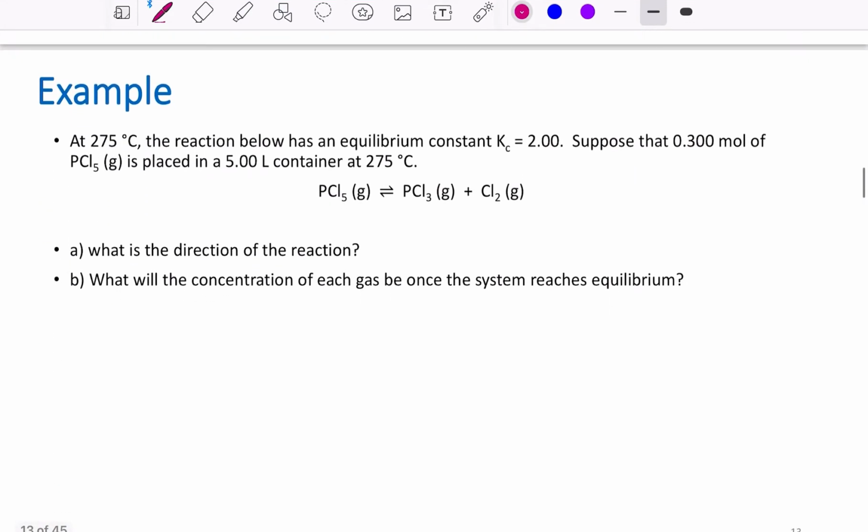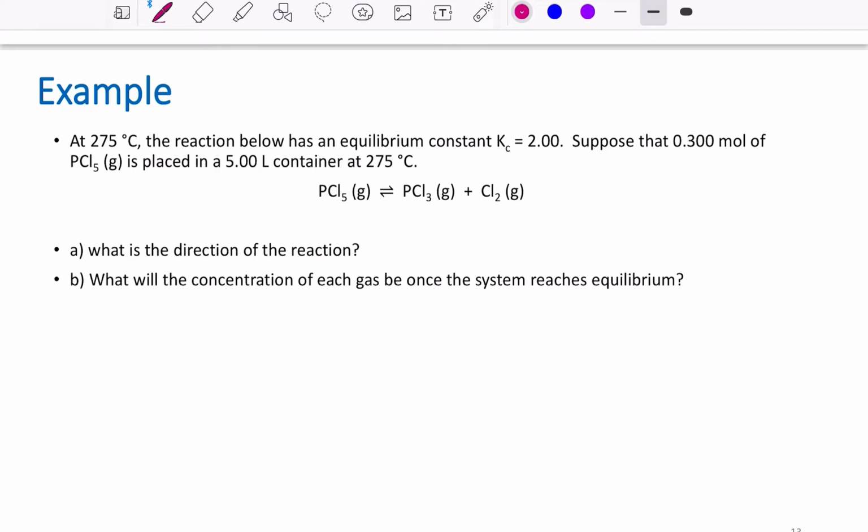Let's work another example. At 275 degrees C, the reaction below has an equilibrium constant Kc equal to 2.00. Suppose that 0.300 moles of PCl5 is placed in a 5-liter container at 273 degrees C. Gives me the reaction here. What is the direction of the reaction, and what will the concentration of each gas be once the system reaches equilibrium?